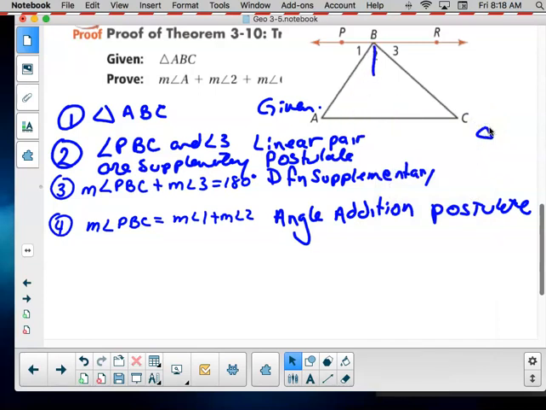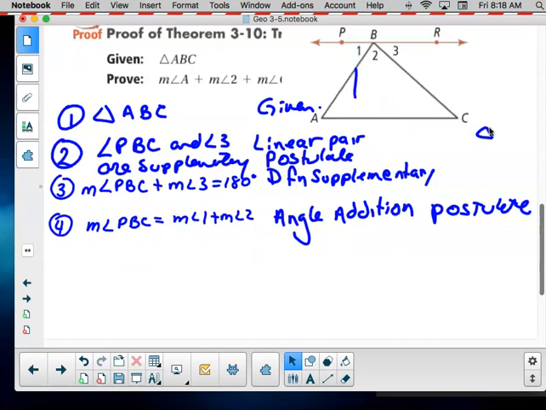Well, angle PBC, I've got a little pointer. PBC and angle 3 comprise 180 degrees. PBC is made of two angles. Now, why am I doing that? Because now that I know that I have angles 1, 2, and 3, all three of these angles will add up to 180 degrees. That's what I'm going to do in my next line, okay?